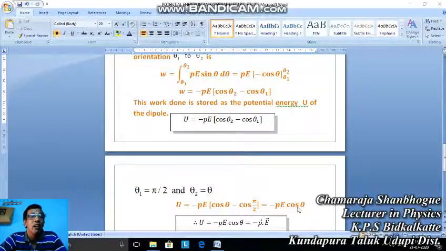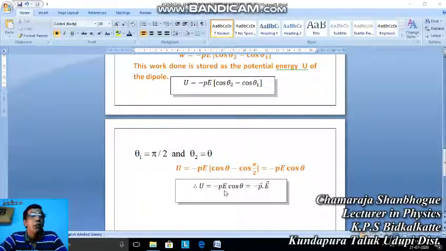So minus PE cos theta, and AB cos theta is nothing but A dot B. So minus P dot E. Potential energy is a scalar quantity which is the scalar product of two vector quantities, that is electric dipole moment and electric field. Thus, potential energy of a dipole is given by U is equal to minus dipole moment vector dot product electric field vector, which gives the scalar quantity called electrostatic potential energy of the dipole. Thank you.